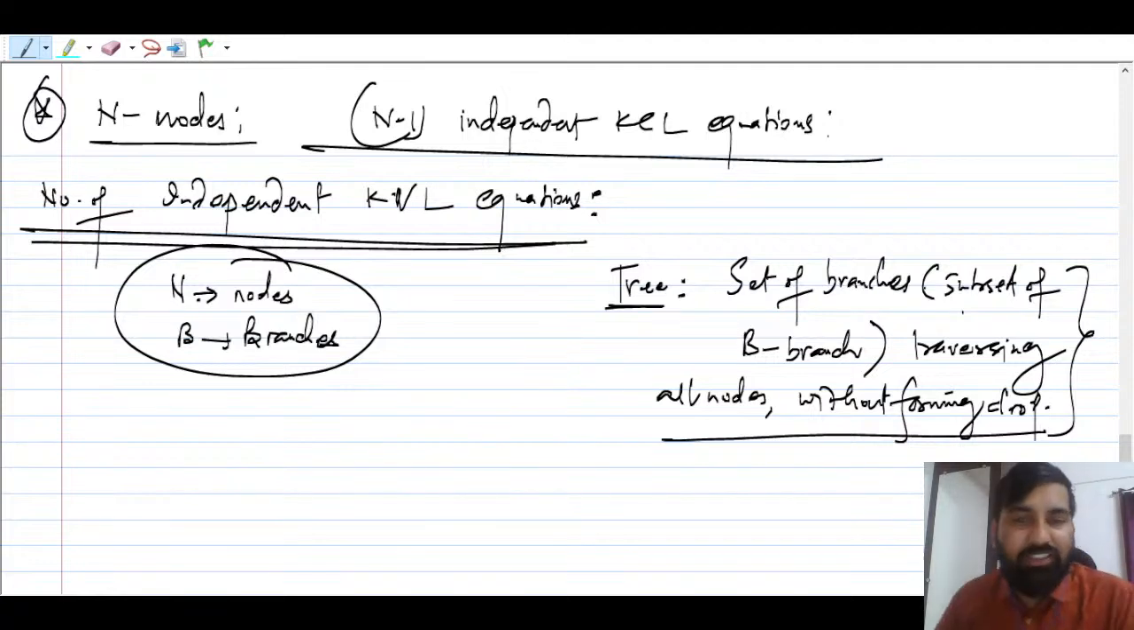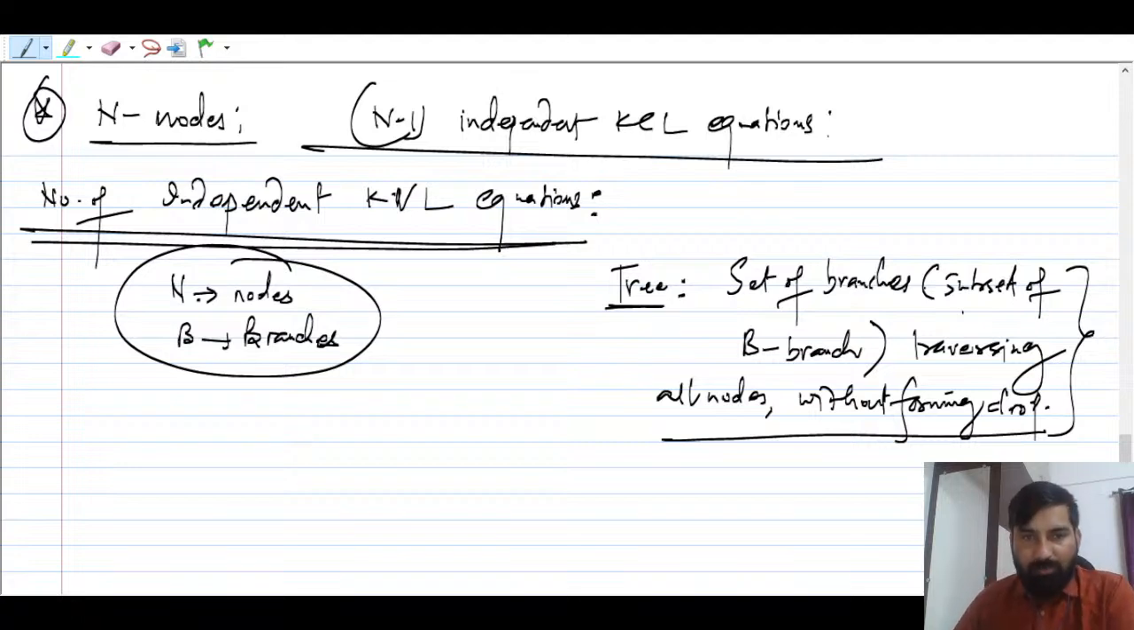So n minus 1 branches will be there. Suppose there are n number of nodes, so in an n-node circuit, n minus 1 branches are going to be used for the tree. So n minus 1 branches are going to form a tree. Okay, fine.